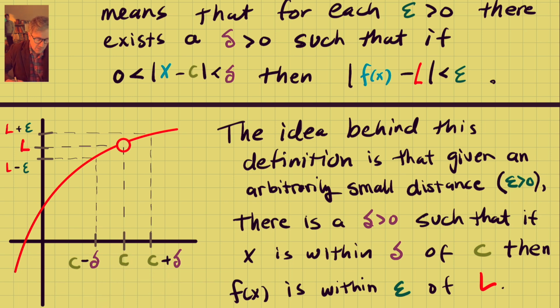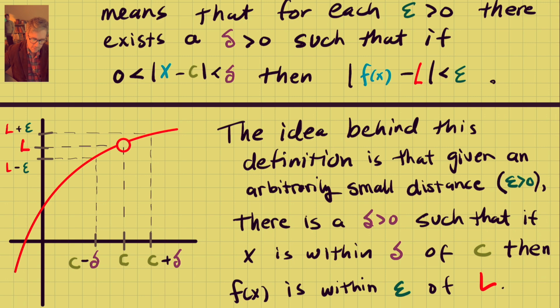And if I say that the limit of this function as I approach C is L, then what that means is that no matter how close you want me to be to L, which is driven by this epsilon, I can go find a delta that guarantees that whenever you're inside this delta neighborhood here, you are necessarily inside of this epsilon neighborhood of L.